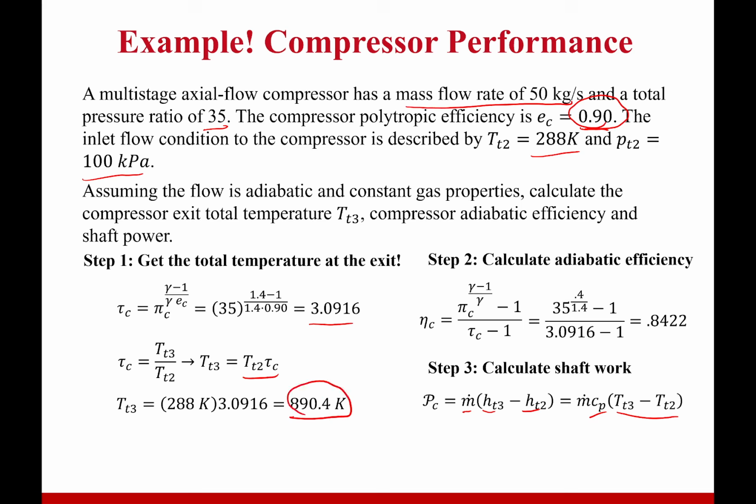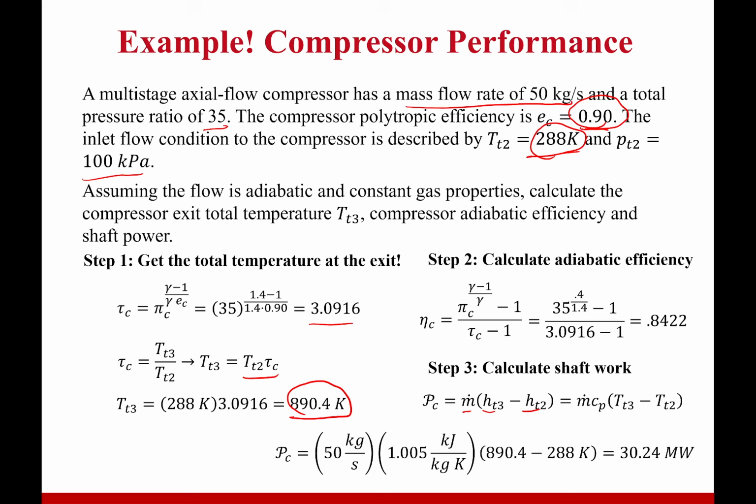I have my TT3 right here. I have 288 right here. If you wanted to, you could also get this in terms of the ratio, just dividing by TT2 inside of the parentheses. But that's kind of a weird thing to do. So I'm not going to worry about it for now. I plug everything in, and I get a power of 30.24 megawatts.